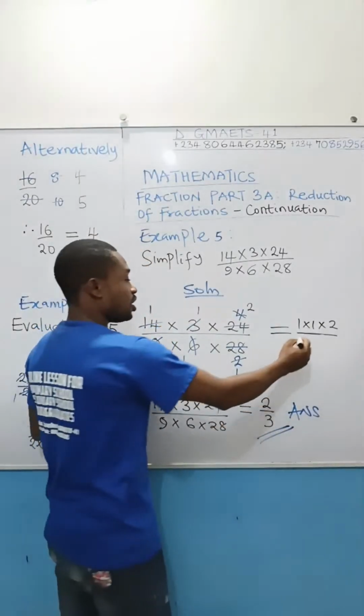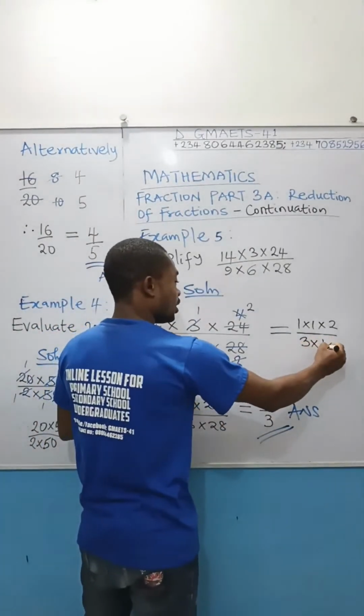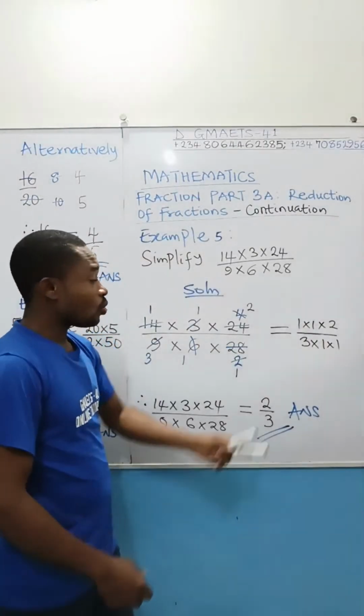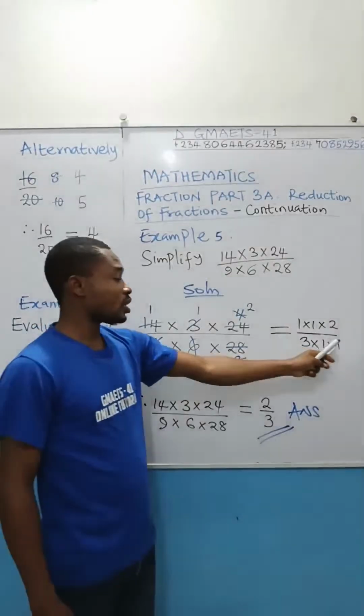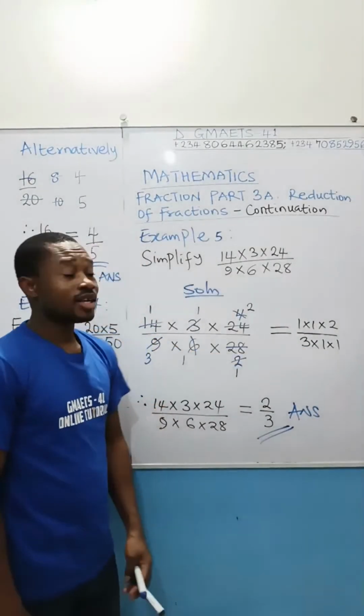So the denominator here is 3 times 1 times 1. And 1 times 1 times 1 times 2 will give you 2. 3 times 1 times 1 will give you 3. That's how you got the final answer.